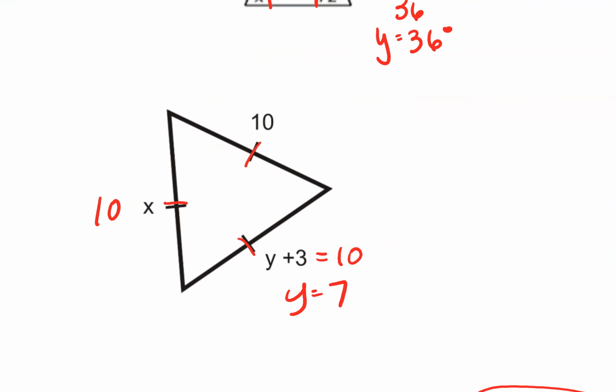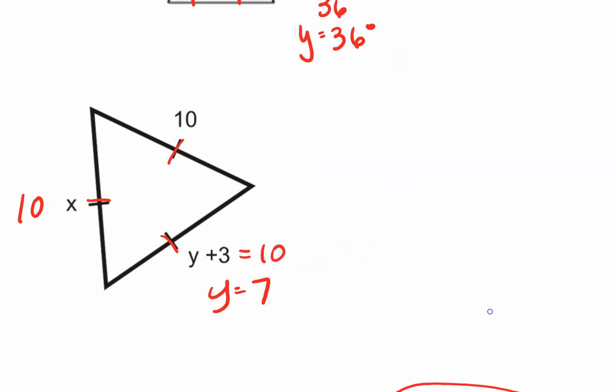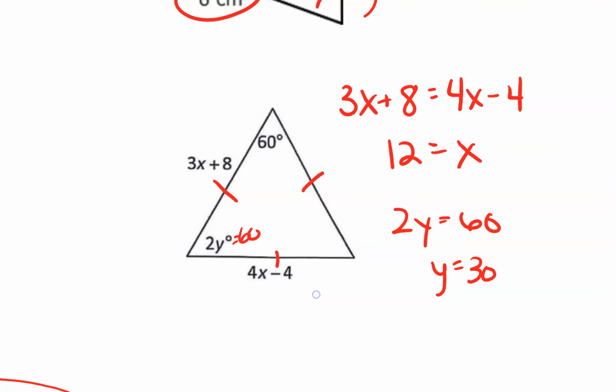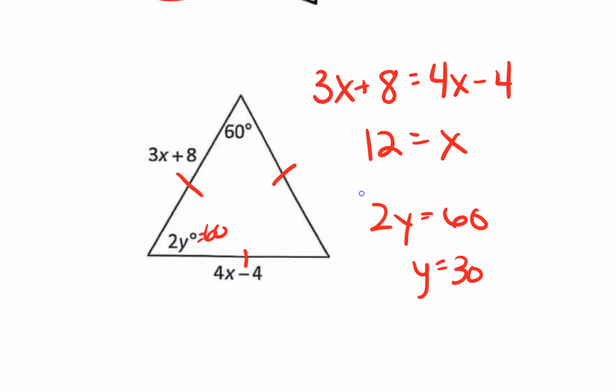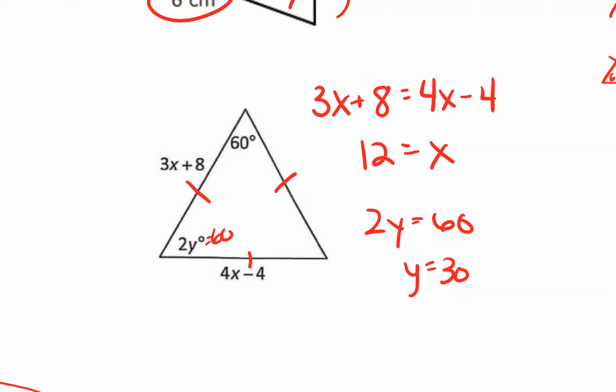Isosceles, pretty straightforward. Equilateral, all three sides equal 10, and so y plus 3 would equal 10, giving y equals 7. This is the one where I said people tend to get confused and try to combine sides with angles. So sides, you only want to deal with sides if you're dealing with a side. 3x plus 8 is congruent to 4x minus 1. Solve that. And then all the angles are 60, so we can say that 2y equals 60 and y equals 30.